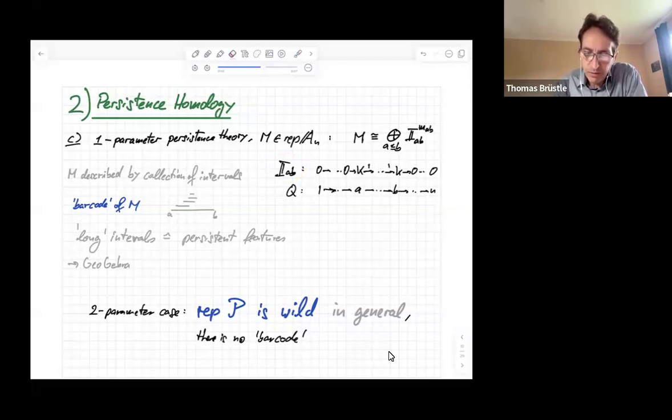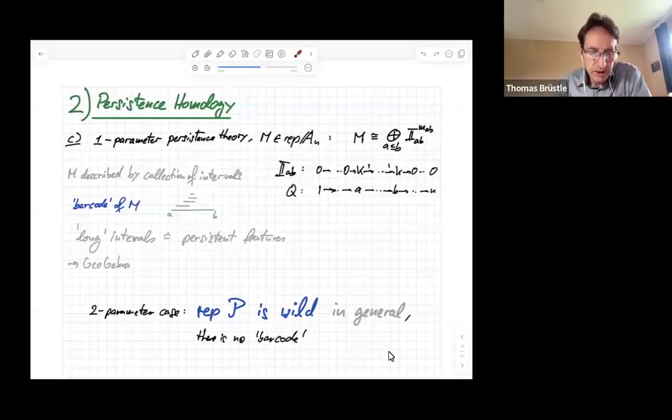So every indecomposable is of this form. We start at some index A with a one-dimensional vector space K. Then we go up to some index B, staying one-dimensional with identity maps, and outside are zero maps. So this is an indecomposable. Every indecomposable is of this form, and any given module M is isomorphic to a direct sum of such indecomposables.